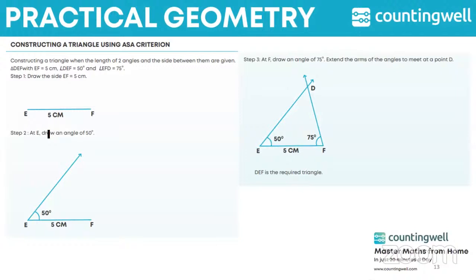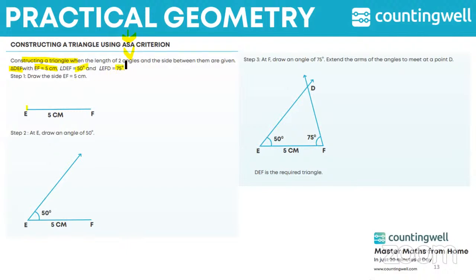Now let us construct a triangle using ASA criterion. In this construction, you are given two angles and the side included between them, or the side between the two angles is given. So we are constructing a triangle DEF with one side 5 centimeter and the other two angles at the vertices E and F 50 degree and 75 degree each.